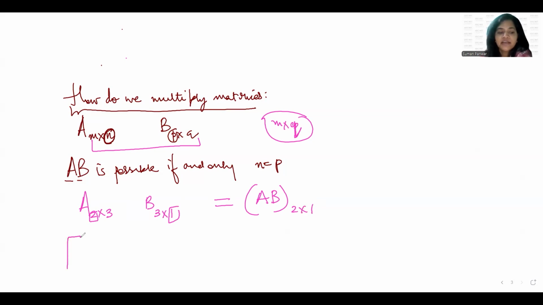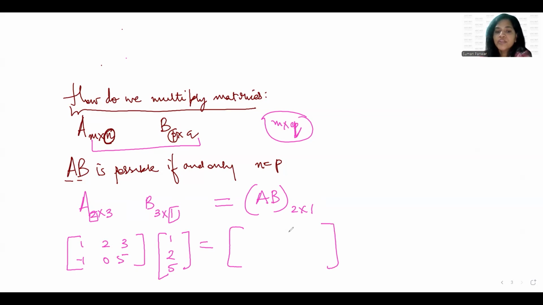Okay. So let us create a matrix, 2 rows and 3 columns: 1, 2, 3, minus 1, 0, 5. And this is 3 rows and 1 column: 1, 2, 5. Okay. And now I want how many rows? I want 2 rows and 1 column. So basically you will be having an entry like this. All right. So how do we multiply two matrices? You take the first row and then you multiply with this column and you will get this entry.